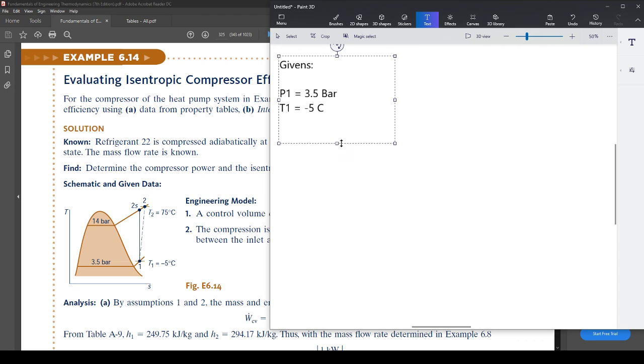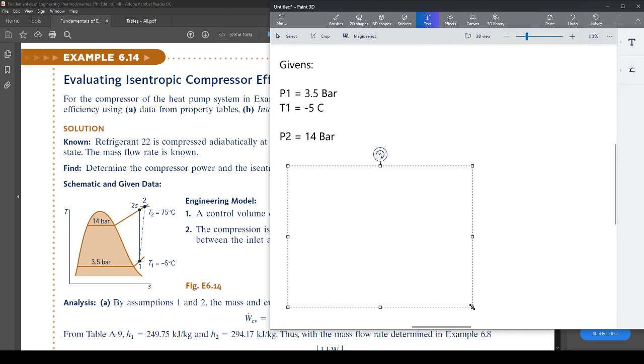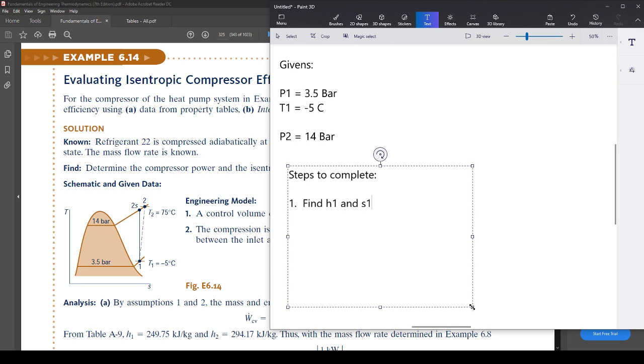And then it says that state 2, right? So P2 is equal to 14 bar. And that's pretty much all we're going to know from the start. So I'm going to go ahead and write out the steps since we don't have time to get the actual question. But the steps to complete, right? Your first step would be as follows. It would be find H1 and S1. Similar as before, right? H1 and S1.